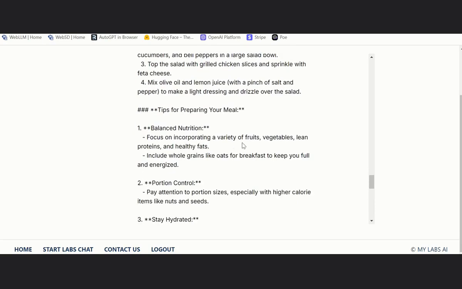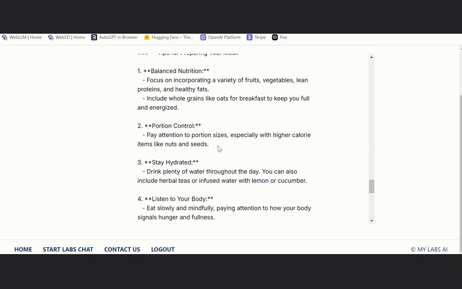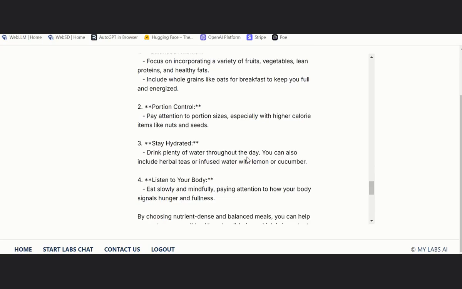Balanced nutrition, focusing on incorporating a variety of fruits, vegetables, lean proteins and healthy fats. Include whole grains like oats for breakfast to keep you full and energized. Portion control, pay attention to portion sizes, especially with higher calorie items like nuts and seeds. Stay hydrated, drink plenty of water throughout the day. You can also include herbal teas or infuse water with lemon or cucumber.